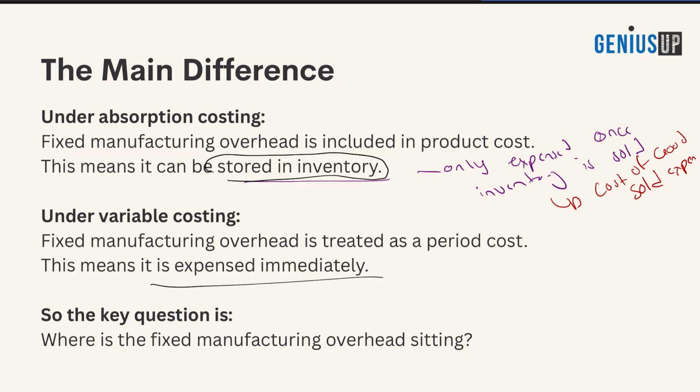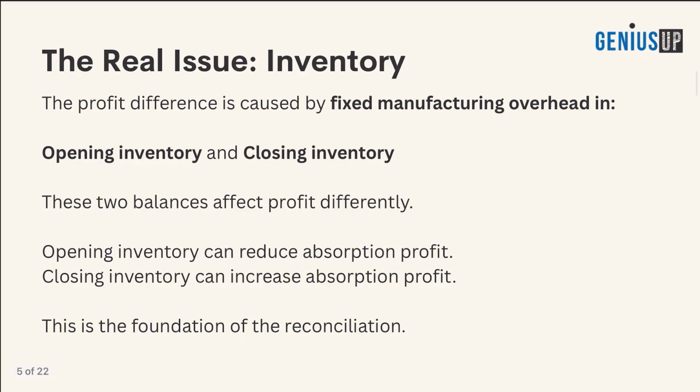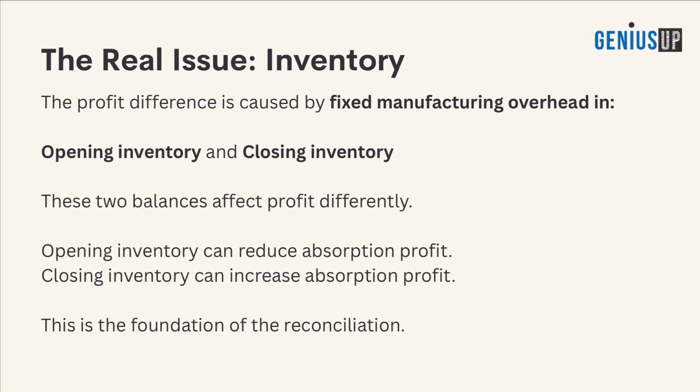So the key question is, where are the fixed manufacturing overheads sitting? Whenever we're trying to understand the key differences in profits of the two systems, we really need to understand where the fixed manufacturing overheads are sitting. So the real issue is inventory here. The profit difference is caused by the fixed manufacturing overheads in inventory, and specifically opening inventory and closing inventory. The two balances affect profit differently.